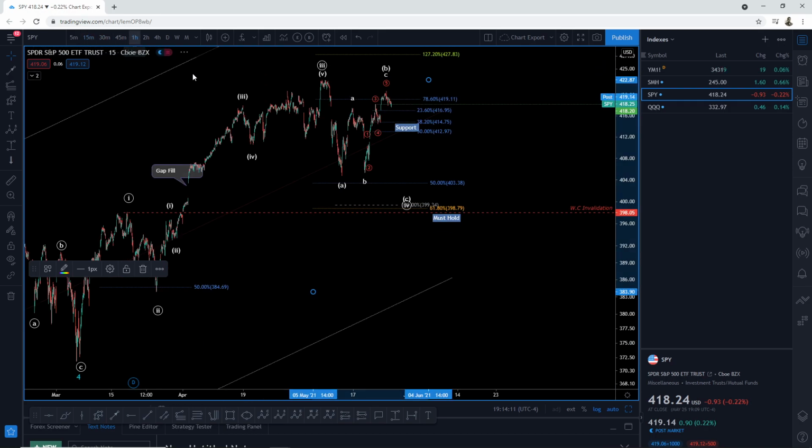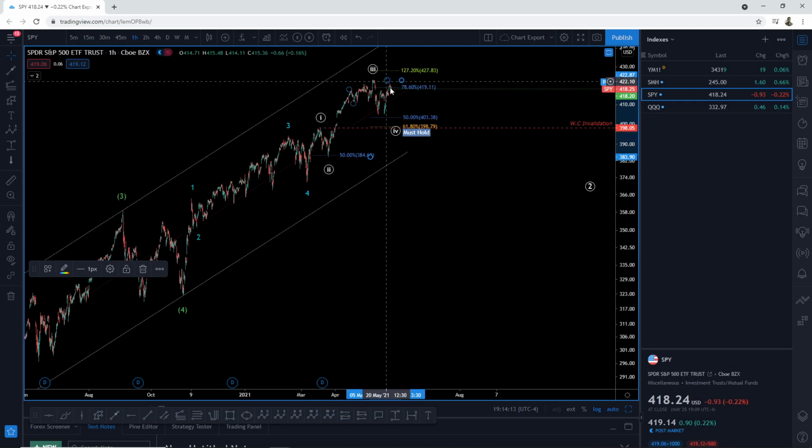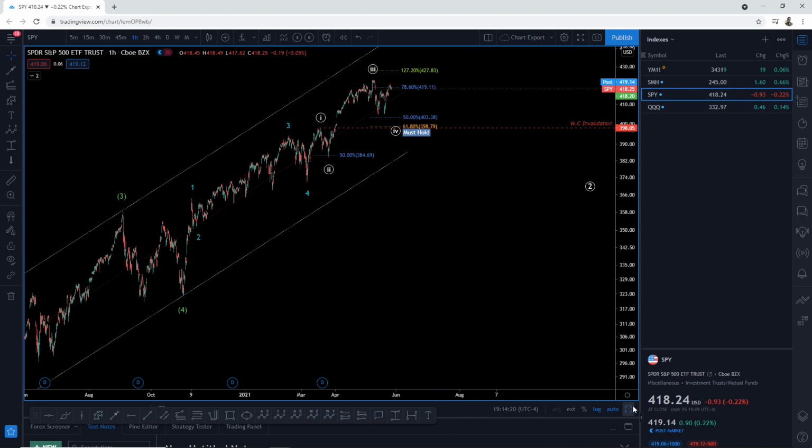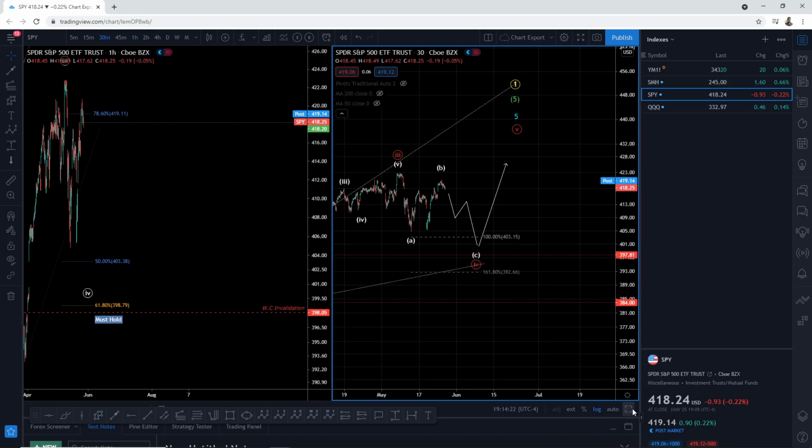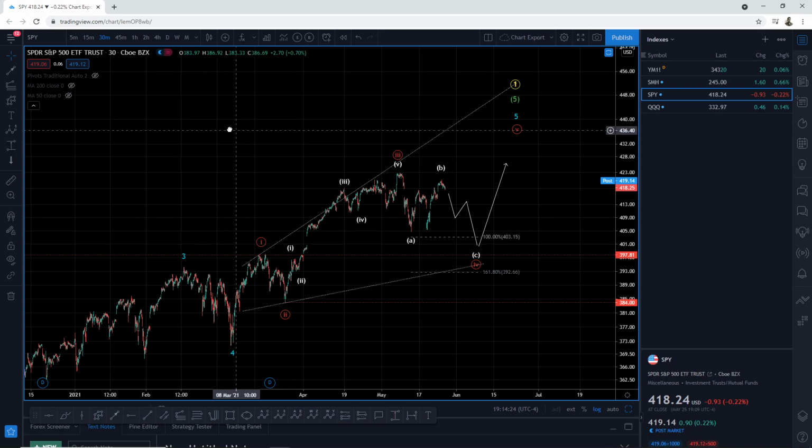Should we break south, should we go lower and not hold support, then I am leaning towards this interpretation. Same idea.